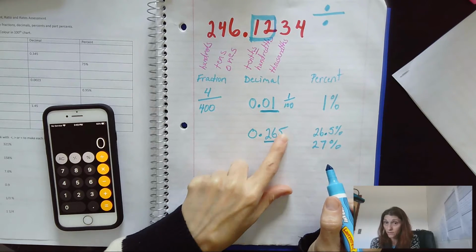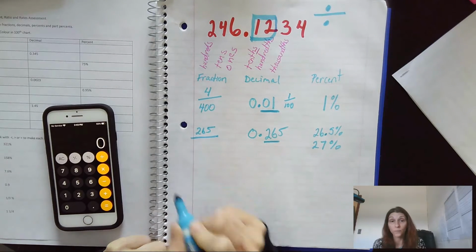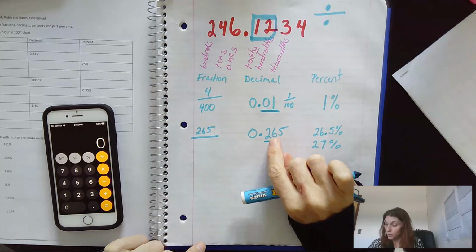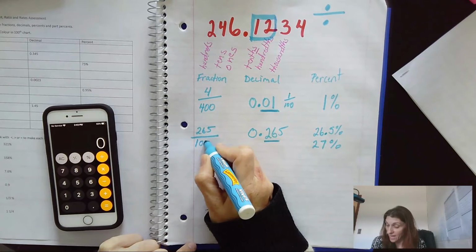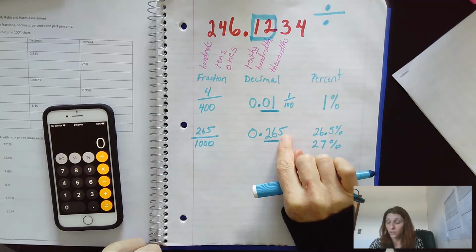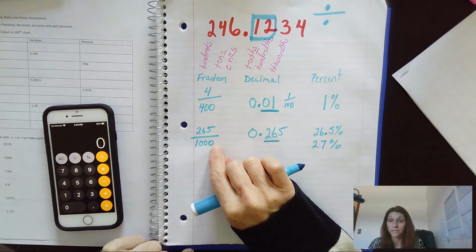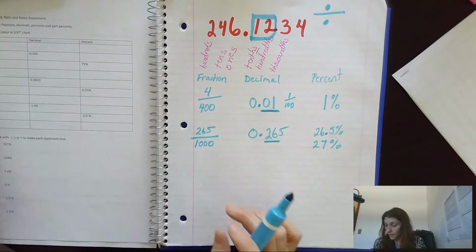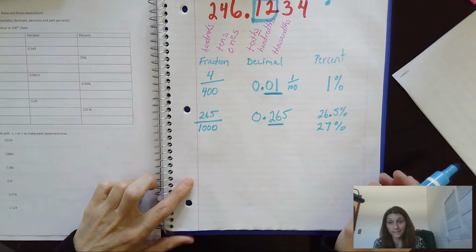all you do for your fraction is you take the number that you see, 265, and then you put it over whatever place value that is. Tenths, hundredths, thousandths. Oh, that means we're over 1,000. 1, 2, 3 place values, 1, 2, 3 zeros, holding place value.